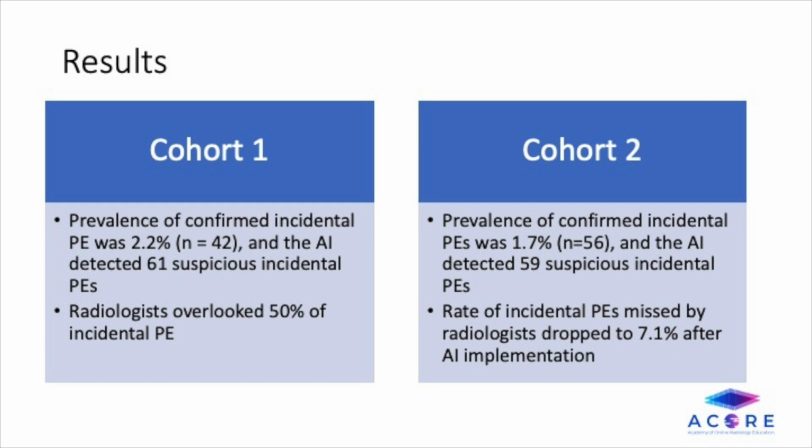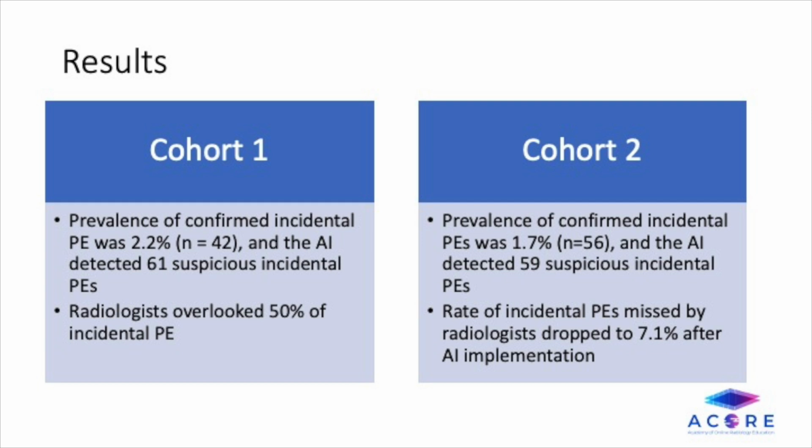Results showed in Cohort 1, the prevalence of confirmed incidental PE was 2.2%, or 42 cases, and the AI detected 61 suspicious incidental PEs, resulting in a sensitivity of 95%, a specificity of 99%, a positive predictive value of 69%, and a negative predictive value of 99%. In Cohort 1, radiologists overlooked 50% of incidental PE cases.